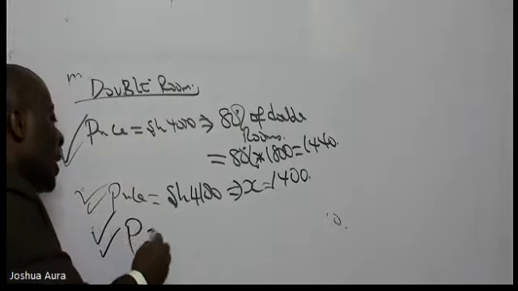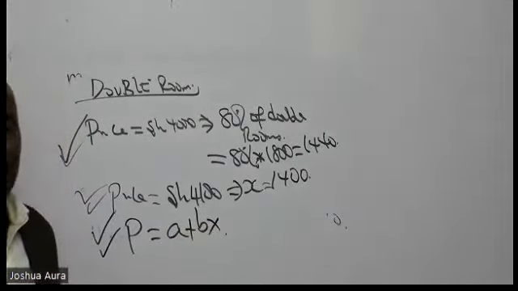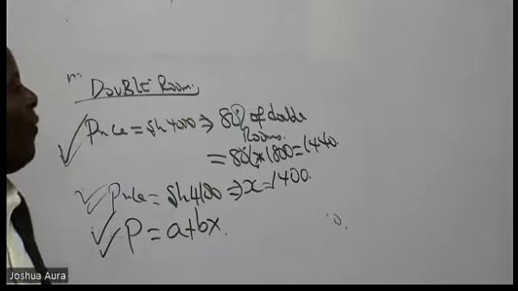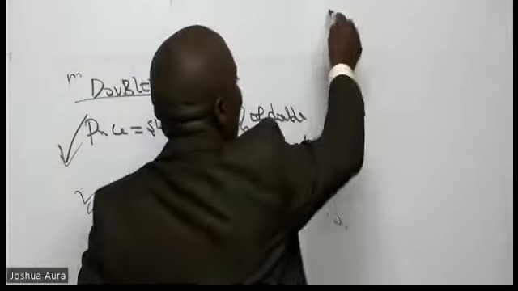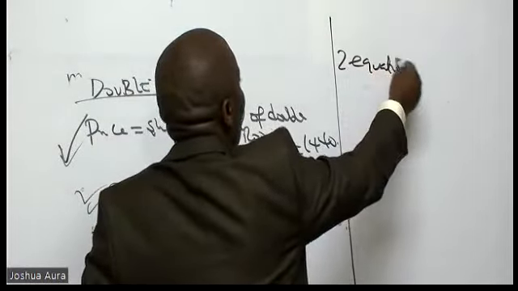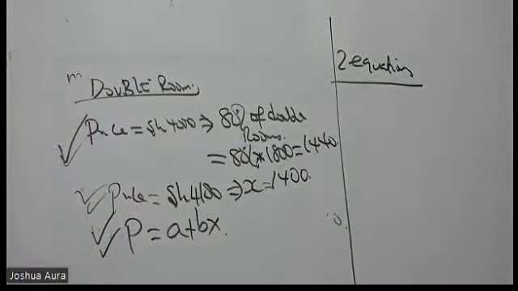the general price equation, is A plus what here, somebody? BX. This is the general form of a straight line equation. Now, once I have the general form of a straight line equation, I will very comfortably form 2 equations. Please give me the 2 equations using this general form.